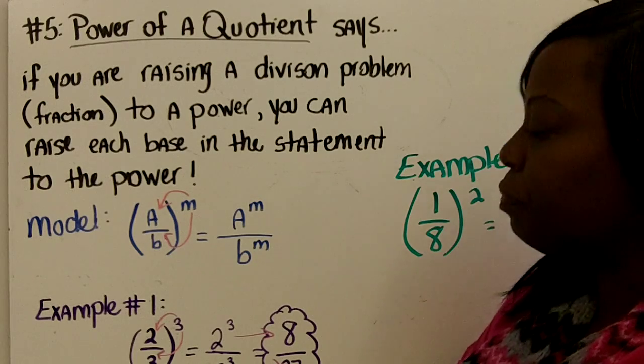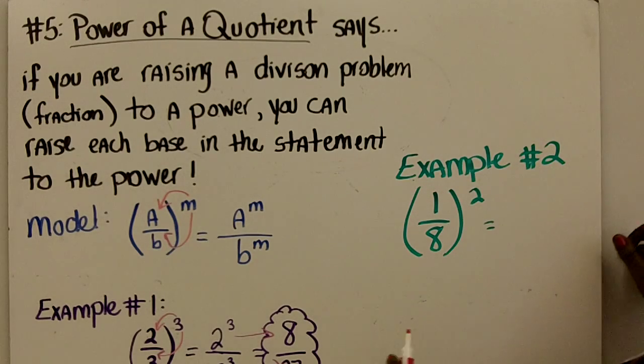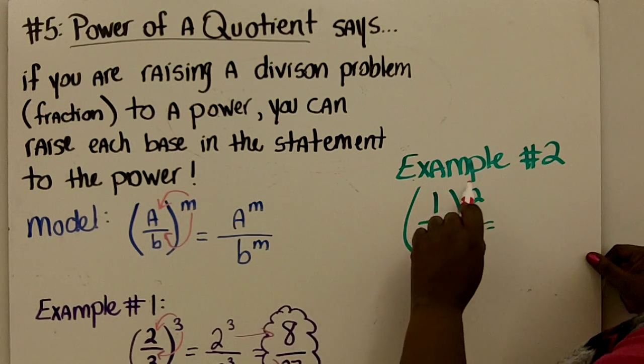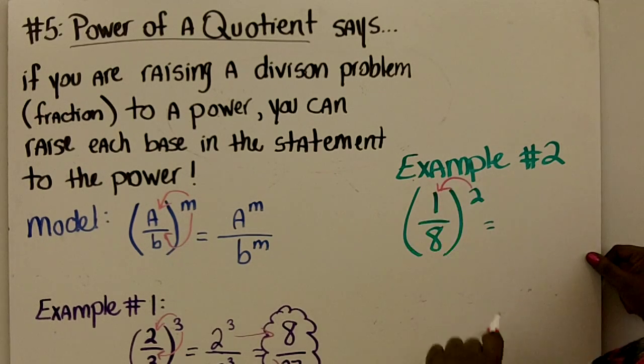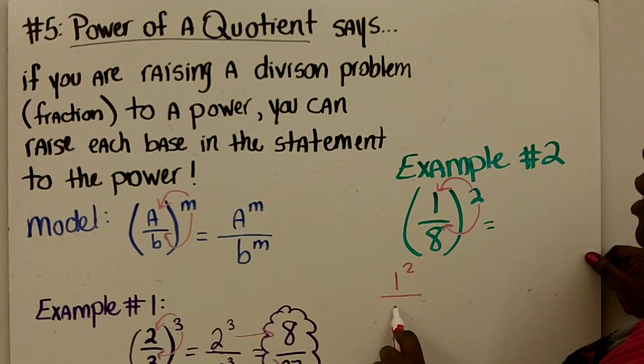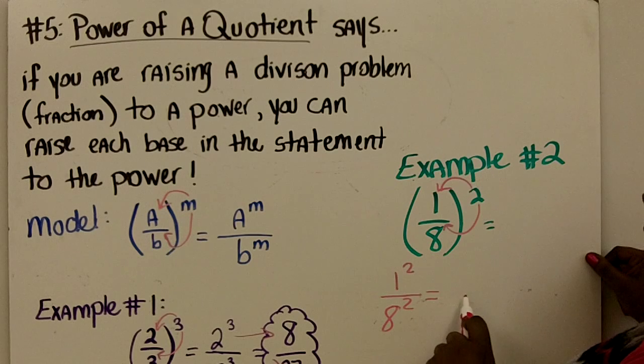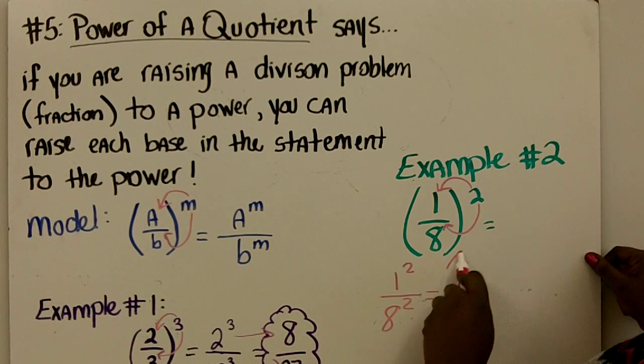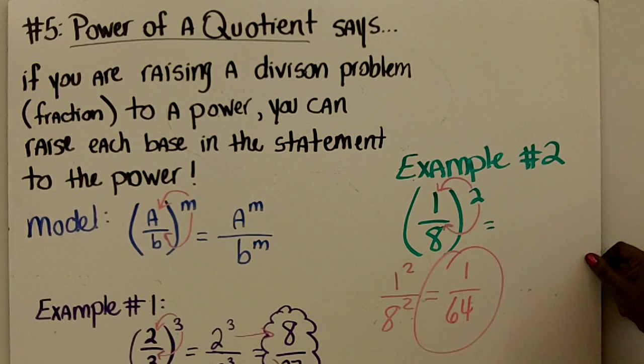Again, knowing exponents, 2 to the 3rd is 8, and 3 to the 3rd is 27, making your answer 8 over 27. So if we look at this example, we have 1/8 being raised to the 2nd power. Well, according to the rule, you're going to distribute the exponent of 2 to the base of 1 and the base of 8, giving me 1 to the second times 8 to the second. Remembering exponents, 1 to the second is 1, and 8 to the second is 64, making my solution 1 over 64.